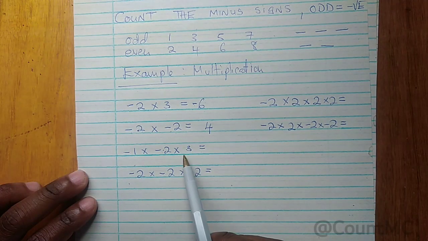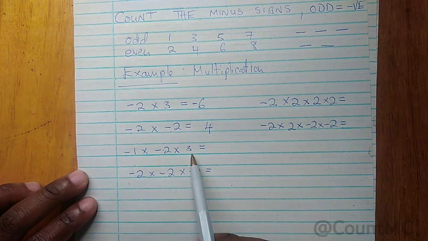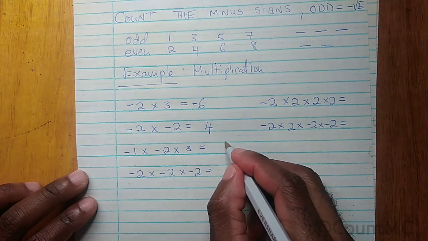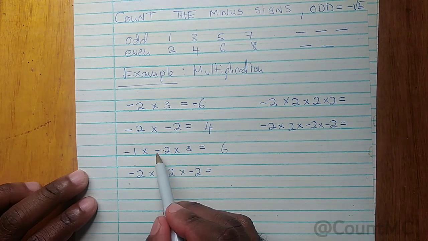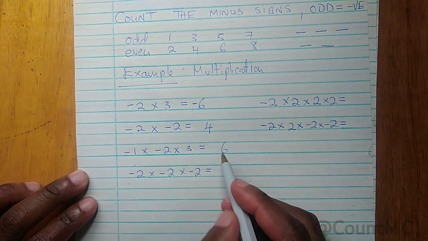Minus 1 times minus 2 times 3. So we multiply numbers first. 1 times 2, we have a 2. 2 times 3, we have a 6. Now positive, negative, negative. How many negative signs do we have? It's 2. So our total answer will be a positive.